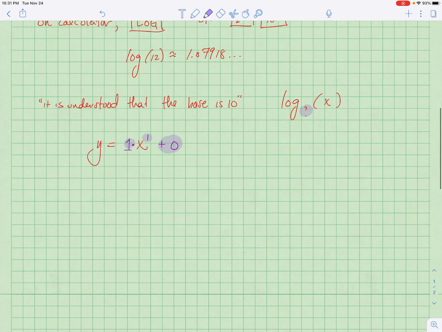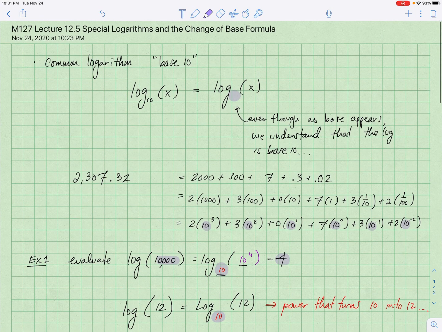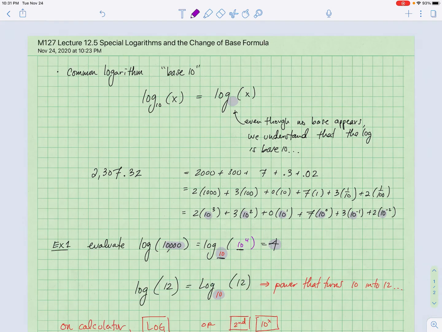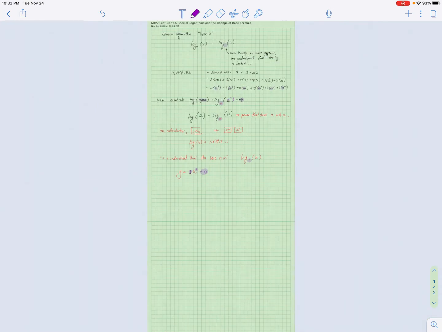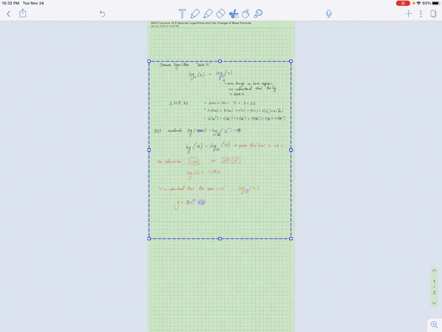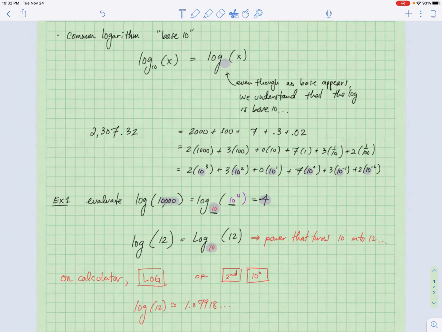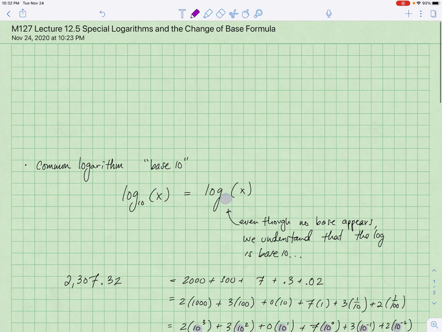So anyhow, there's that. Now, that's our first special logarithm. So can I move this down a little bit here? Let's see if I can move this down. Just a little bit. There we go. So that I can say that we're starting off here with special logarithms. And there's two. This is actually the first one, the common logarithm.